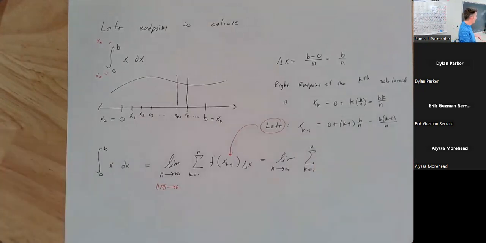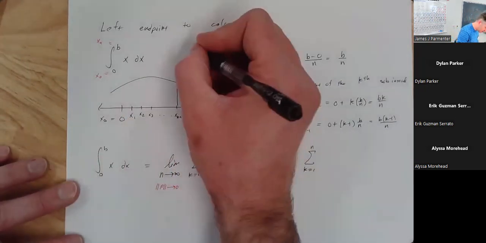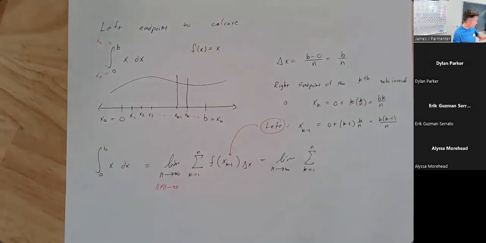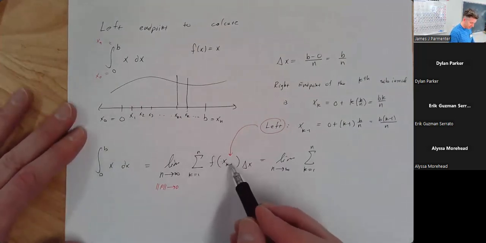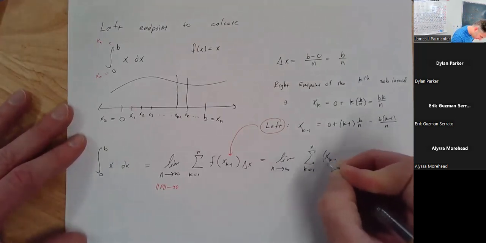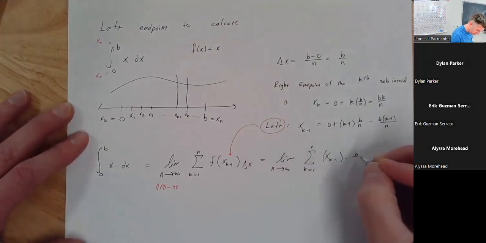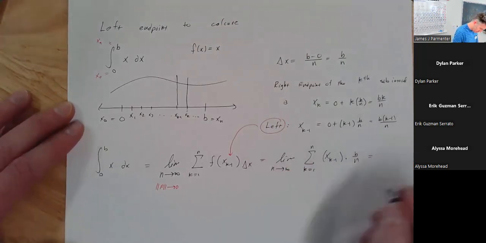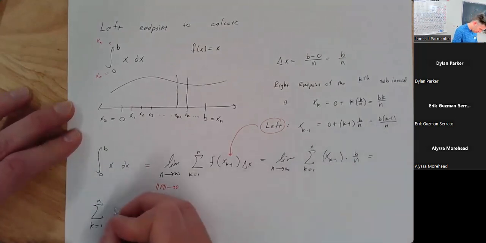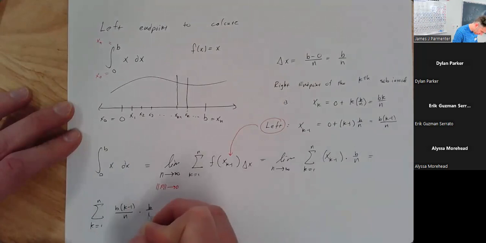Now, this one's particularly straightforward in that our function f of x, I know I draw my function curvy, but really the function here is f of x equal to just x. Question? Or just stretching? Okay, cool. I don't want to miss a question. So here f of x sub k minus 1 is just my x sub k minus 1 times my delta x, which is b over n. Well, I guess I could have rewritten this. That's going to be the sum from k equals 1 to n. My x sub k minus 1 is b times k minus 1 over n times b over n.